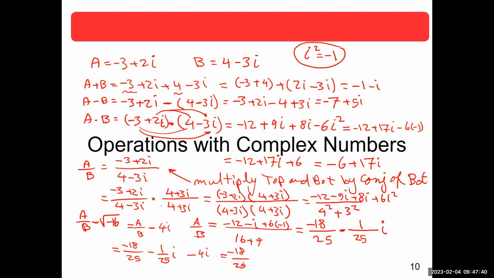So this equals -18/25 minus 1/25. Well, let's do it this way. I put it on top here, minus 100i/25. So my final answer, -18/25 minus, because 1 plus 100 becomes 101, 101i/25. That's it, guys.